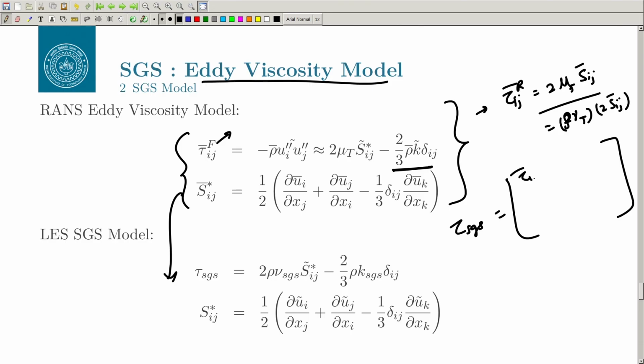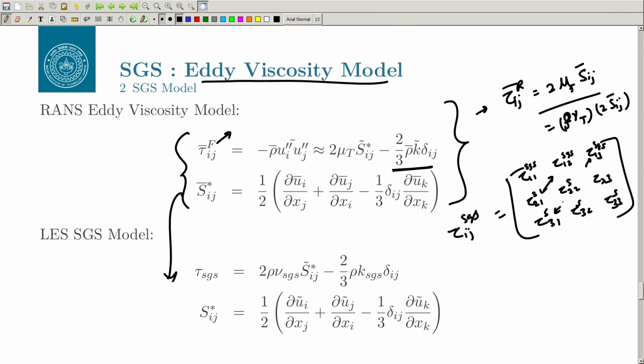Let me write it in a proper way: tau ij SGS. Tau 1 1 SGS, tau 1 2 SGS, tau 1 3 SGS, and then tau 2 1, tau 2 2, tau 2 3, tau 3 1, tau 3 2, tau 3 3. These are the SGS terms to be modeled, and because the tensor is symmetric, 1 2 is equal to 2 1 and 1 3 is equal to 3 1, but still we have 6 variables that we need to find out.